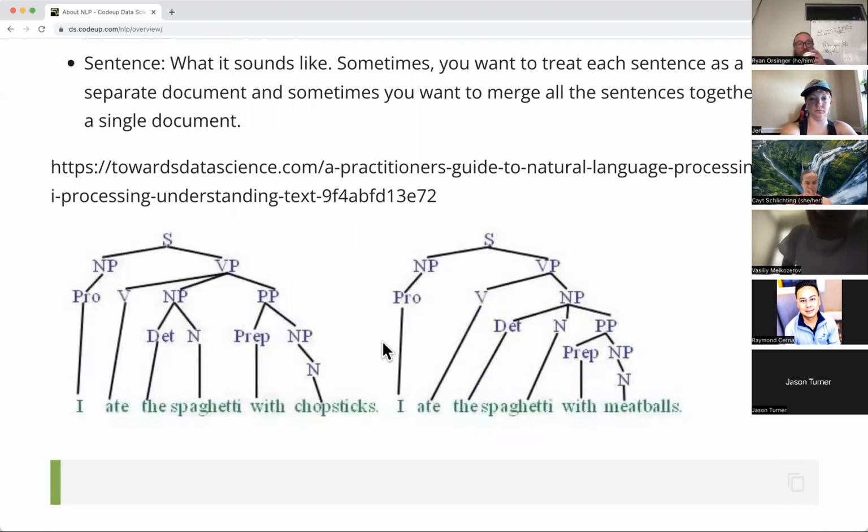Because natural language is weird. I ate the spaghetti with chopsticks versus I ate the spaghetti with meatballs. Did you eat the chopsticks? Did you put meatballs on your fingers? This is why formal language needs to actually be written in stone, like math or code.